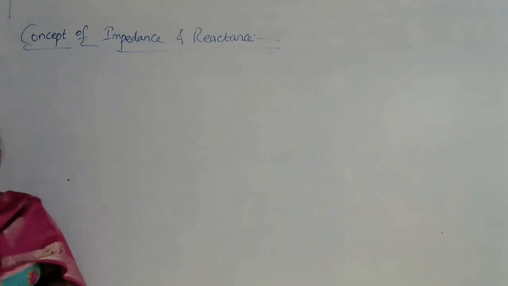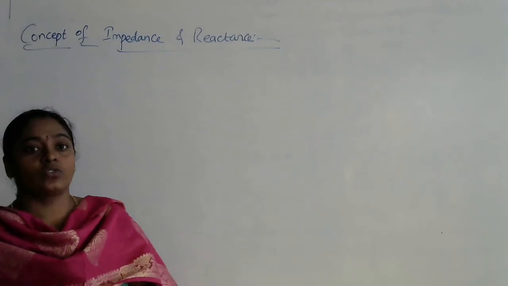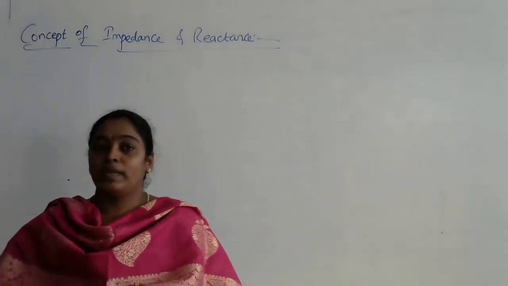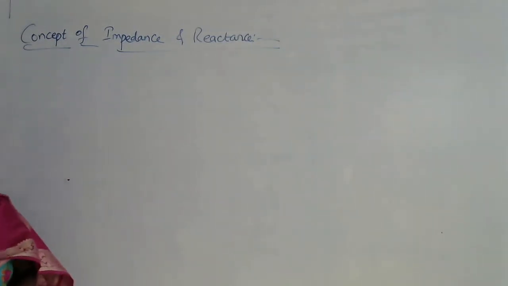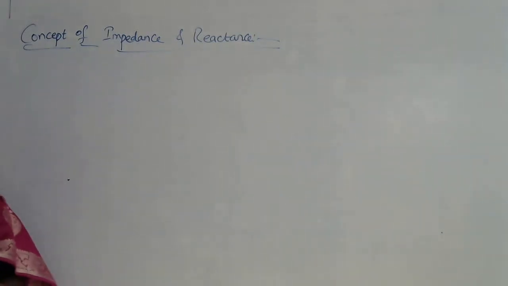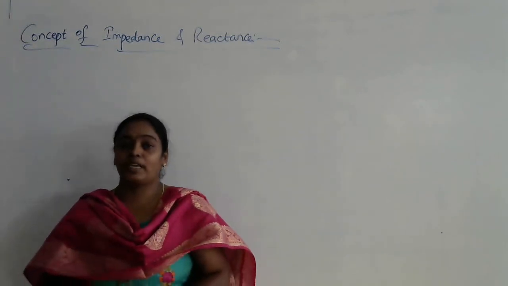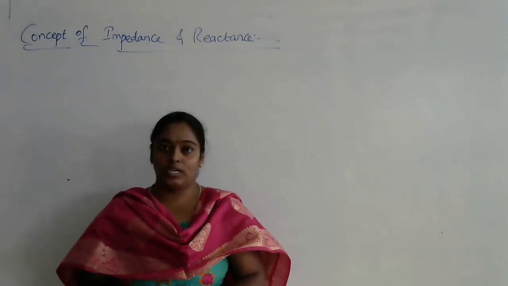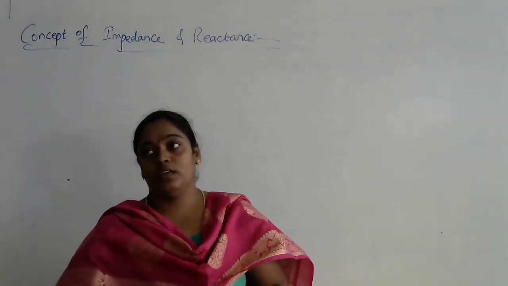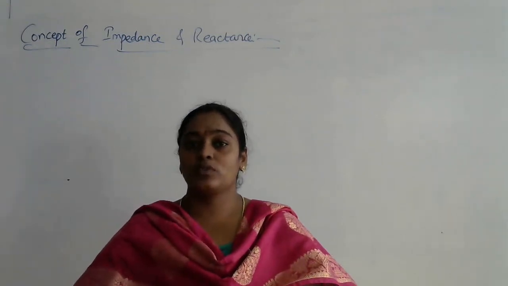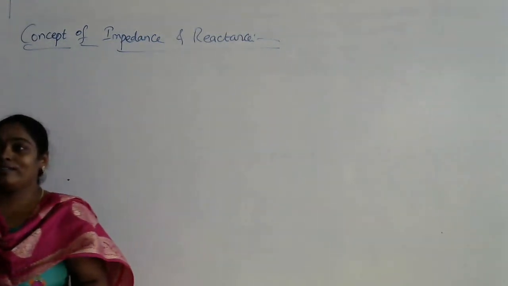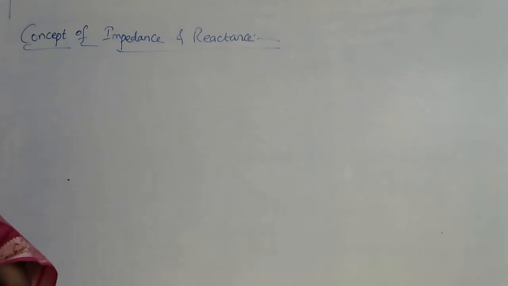Before going further into the impedance and reactance concept, as we already know, the basic passive elements are resistance, inductor and a capacitor. Among these three, a resistor is called a dissipating element, whereas inductor and capacitor are called storage elements. The property of a resistor is that it opposes the flow of current, or dissipates the energy in the form of heat.